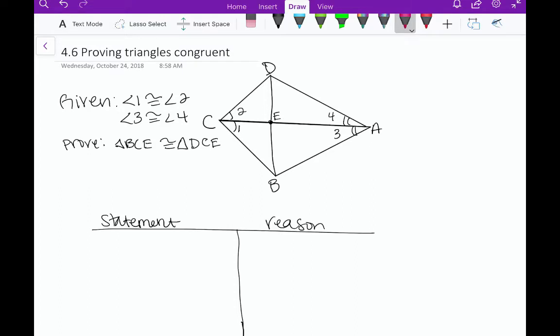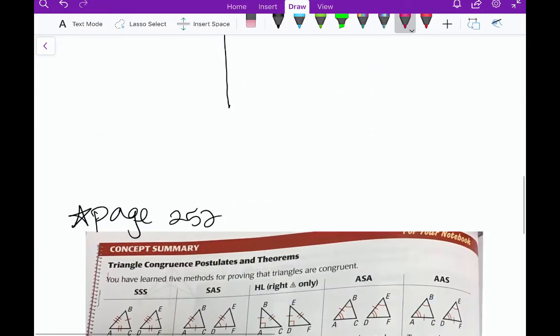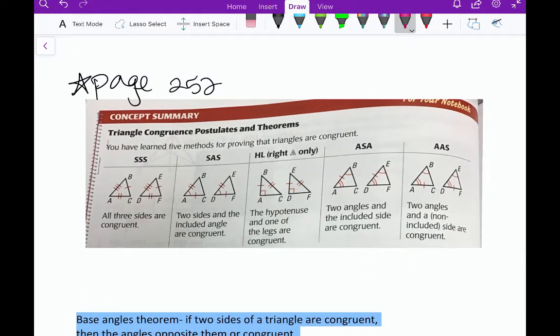All right, this is the video for 4.6, proving triangles are congruent. I want you to notice this table that's on page 252. It summarizes all of the ways that we can justify that triangles are congruent. There's SSS, SAS, HL, which stands for hypotenuse leg, and that's only for right triangles, ASA, and AAS. So those are the 5 ways that you can prove that 2 triangles are congruent.